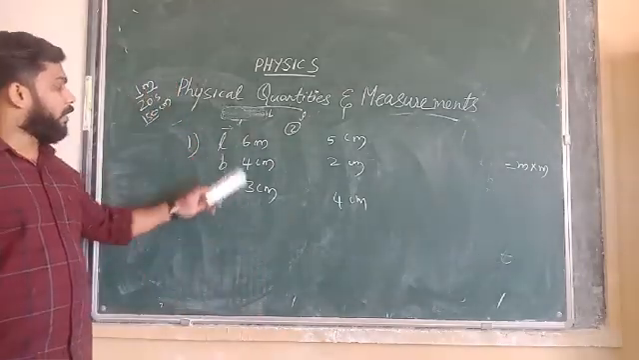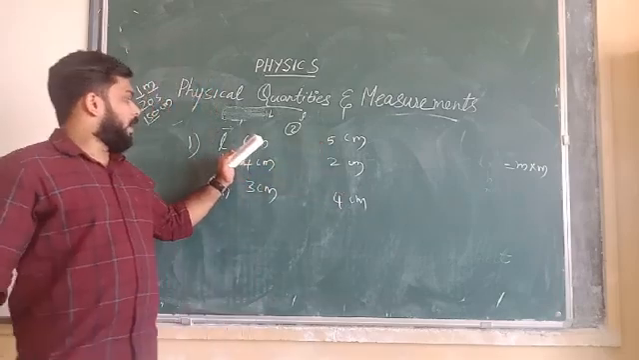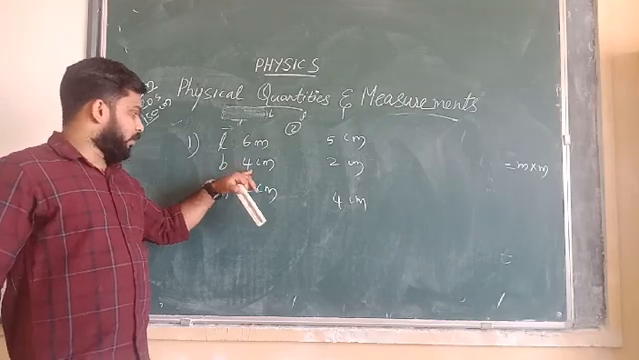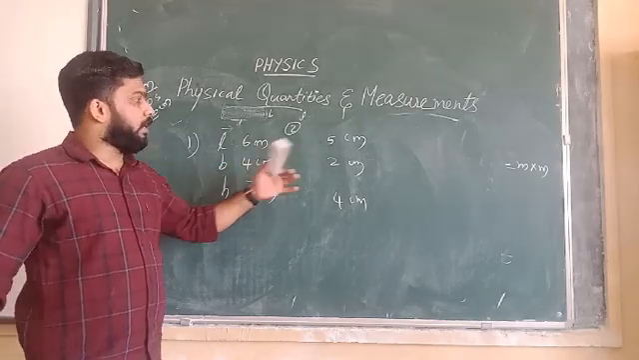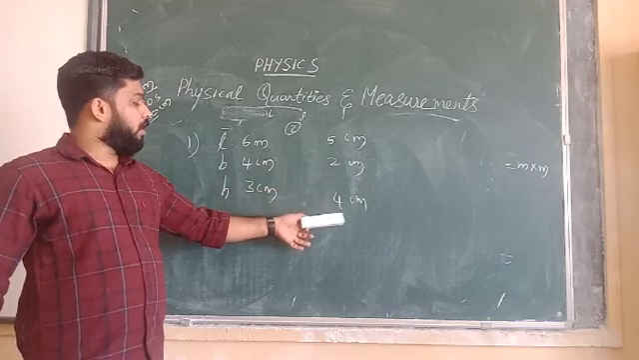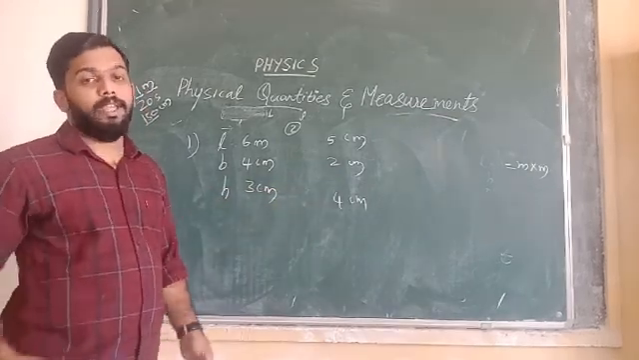And two homeworks are there for your physics copy. First one is a box which is having length 6 centimeter, breadth 4 centimeter, and height 3 centimeter. Second one is length 5 centimeter, breadth 2 centimeter, and height 4 centimeter. You have to find out the volume. Okay, thank you.